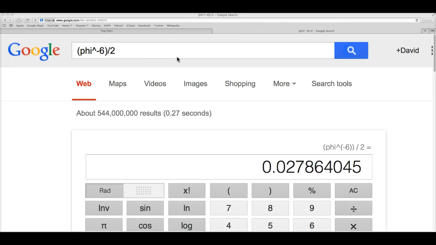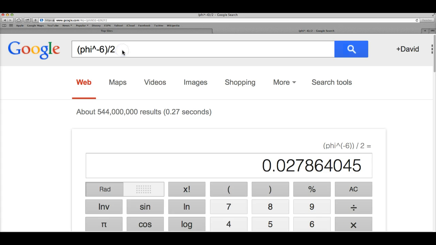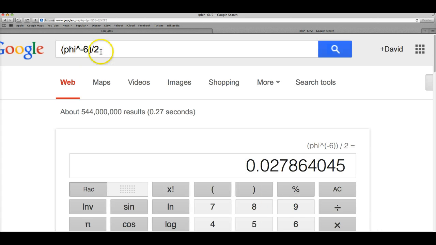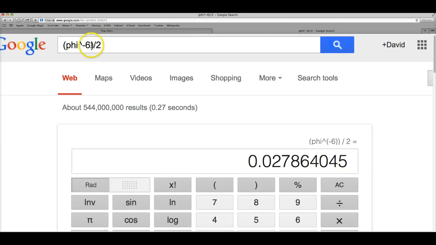Hi, I'm going to work on the Google search window as a calculator for a moment here. As you can see up here, I have phi to the negative 6 power over 2, and there's your answer: 0.0278864. I usually stop right here, and I don't even round up or down, but that's just how I do things.